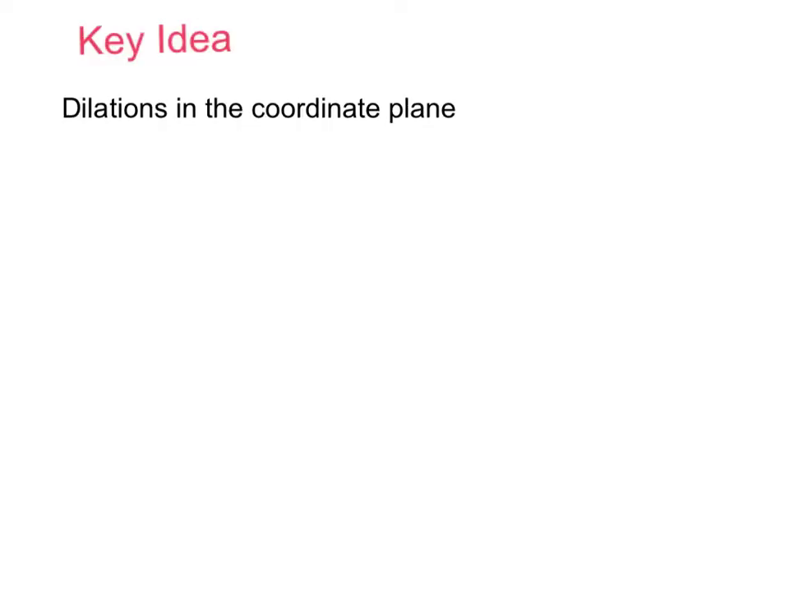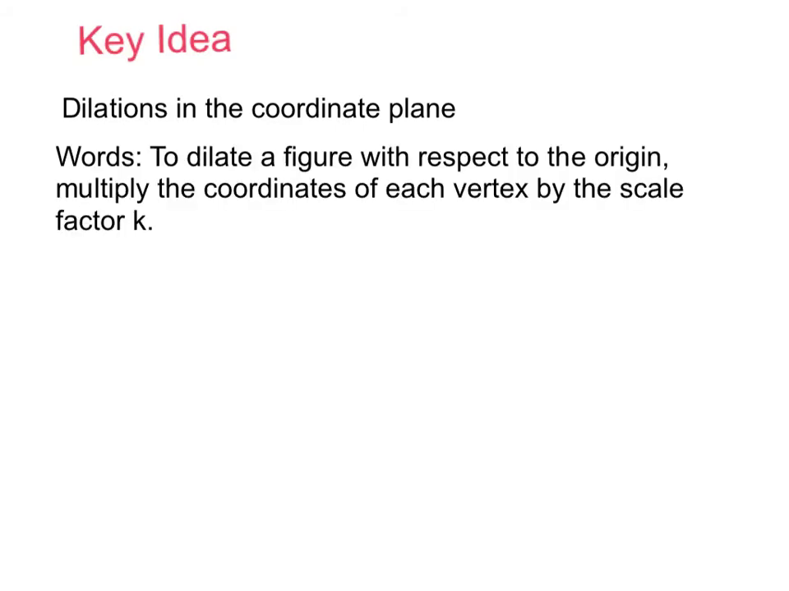Here is your key idea for dilations in the coordinate plane. Let's first put this into words. In words, to dilate a figure with respect to the origin, you have to multiply the coordinates of each vertex by a scale factor k. Please write down somewhere that k equals your scale factor, or underline it right here. Your scale factor is represented by k. So here's what you do with k.